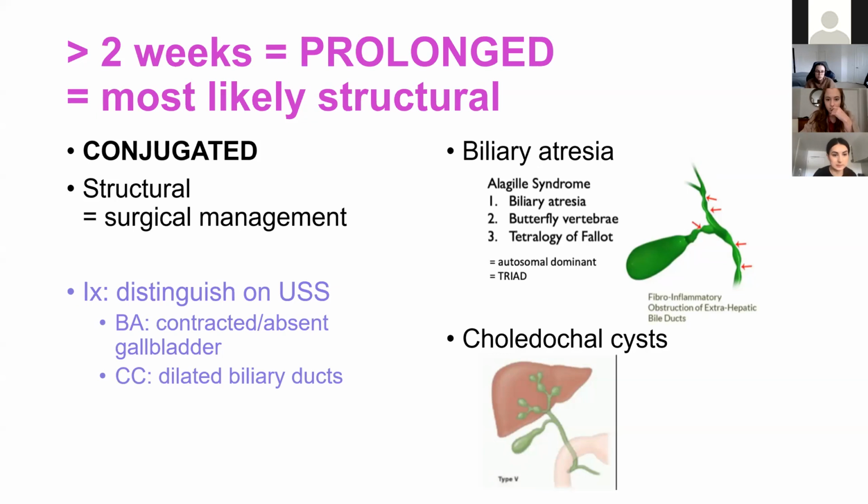So we distinguish these based on ultrasound mainly. So the biliary atresia shows a contracted or absent gallbladder, whereas the choledochal cysts have dilated biliary ducts on ultrasound.